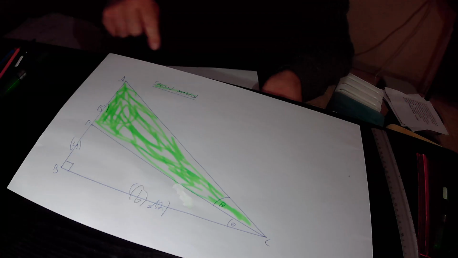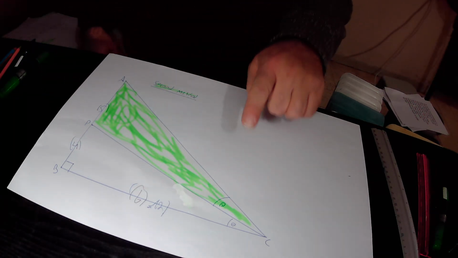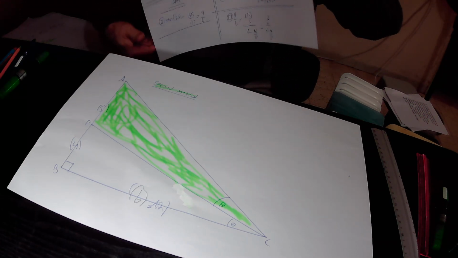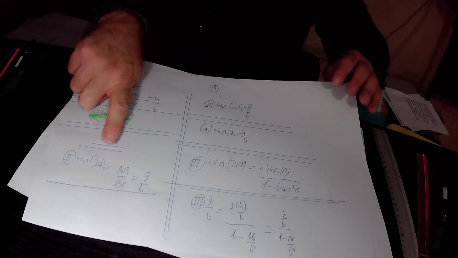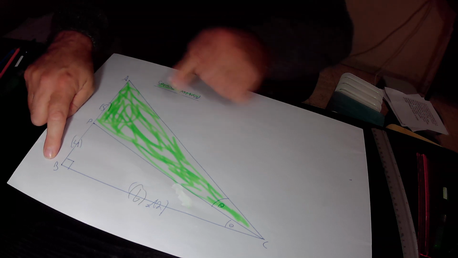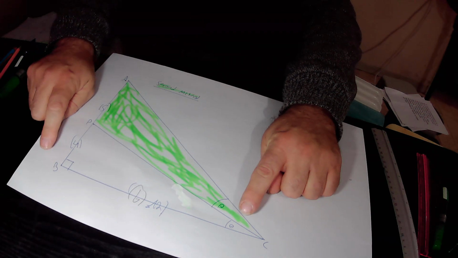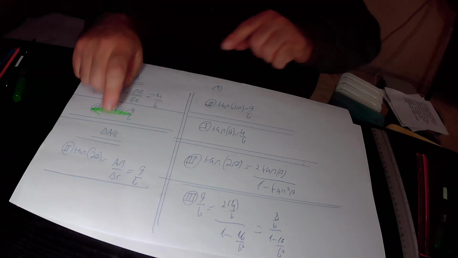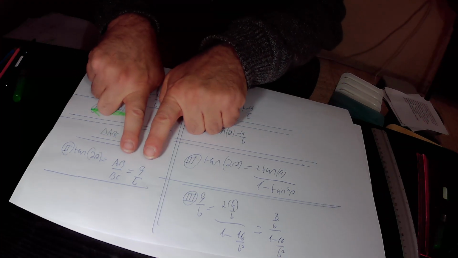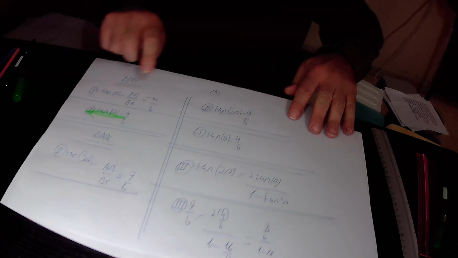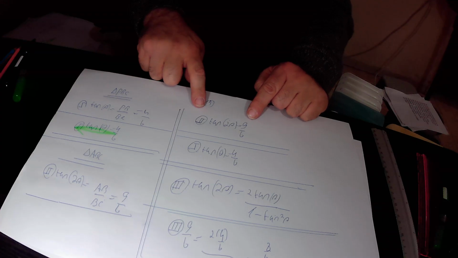The next step, focus on this big triangle ABC. In this big triangle ABC, it is easy to see that tangent 2 theta equals AB over BC. AB in total equals 5 plus 4, that is 9, over BC, that is b. So according to equation 2, tangent 2 theta equals 9 over b.